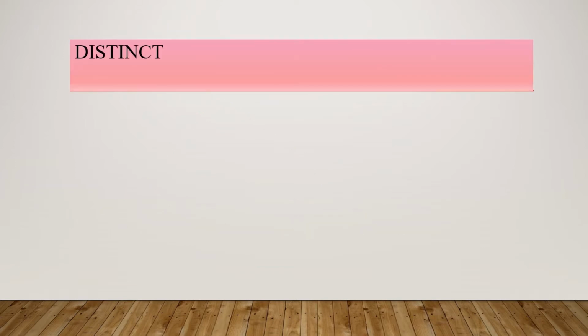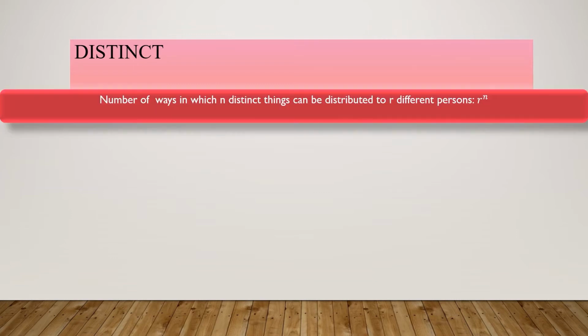Now we will look into different examples. We'll start with the distinct type. For the distinct type we have a shortcut: the number of ways in which n distinct things can be distributed to r different persons is given by r power n. Example 1.